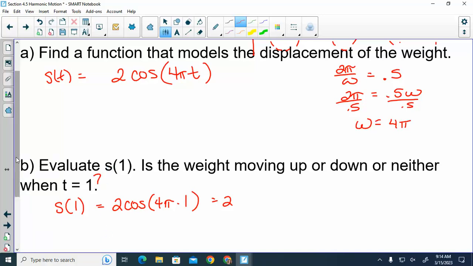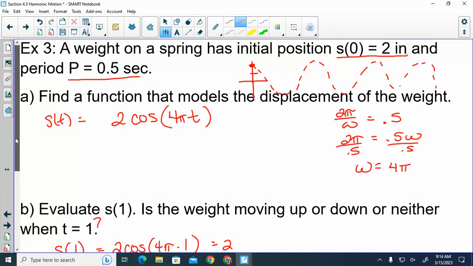Is the weight moving up or down when t equals 1? So, think about this picture with a pen drew rough sketch. I told you the period was 0.5 seconds, right? So the period is how long it takes until it makes one cycle. So here, this is 0.5 seconds. Make another cycle, that's 1 second. We're right here. We're at this peak. Is it moving up or down at the time, or is it in between? It's in between.